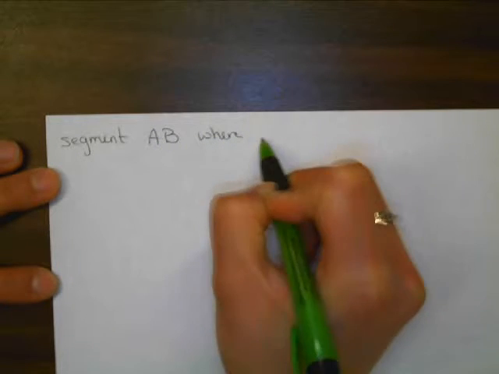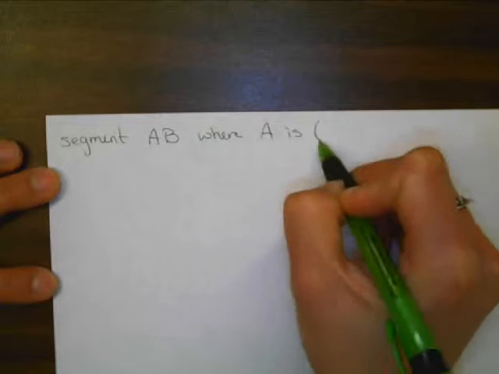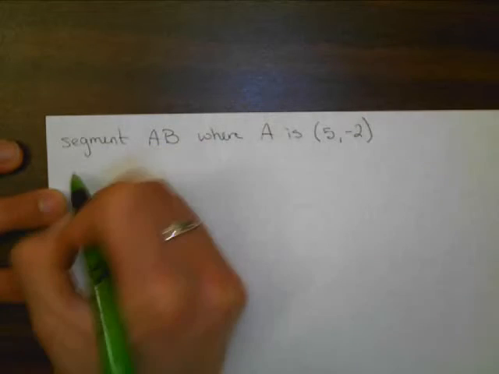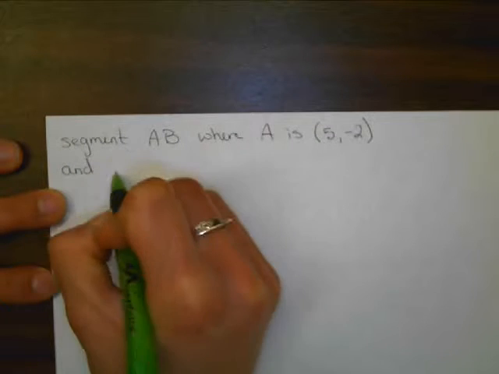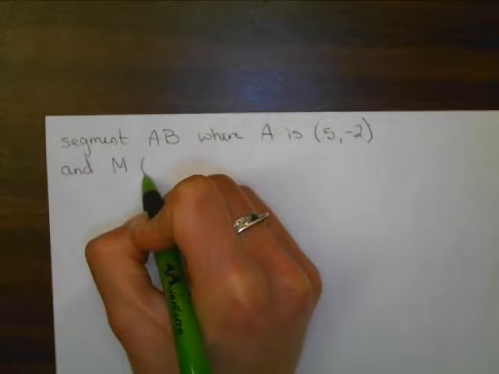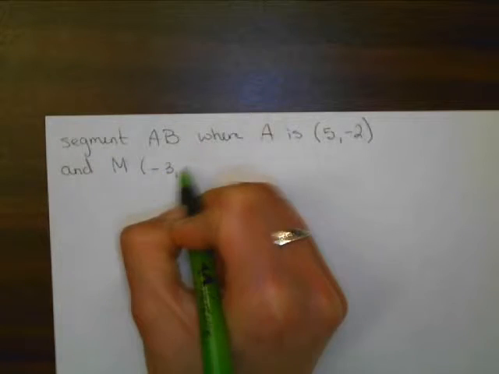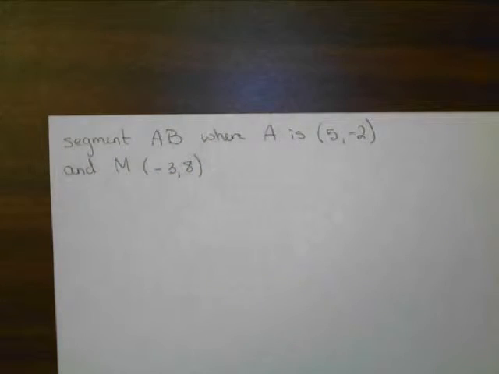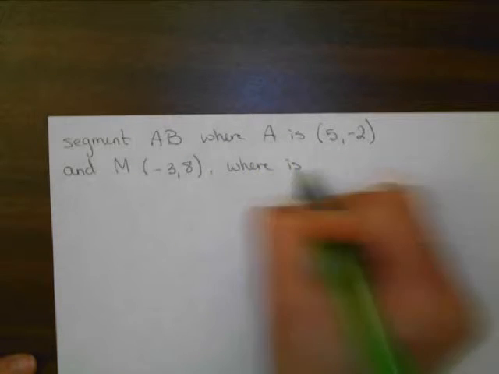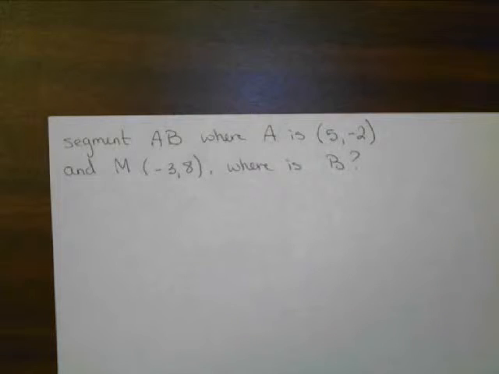So for our first example here, we're given segment AB, where A is at (5, -2), and the midpoint, M, is at (-3, 8). So what we want to know is, where is B? We want to figure out what the point for B is.